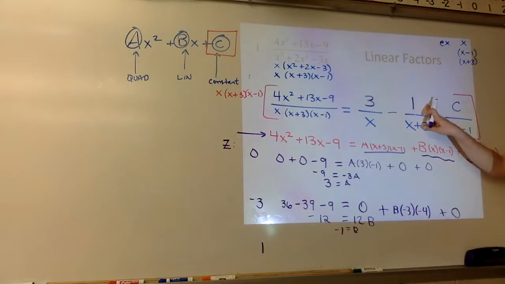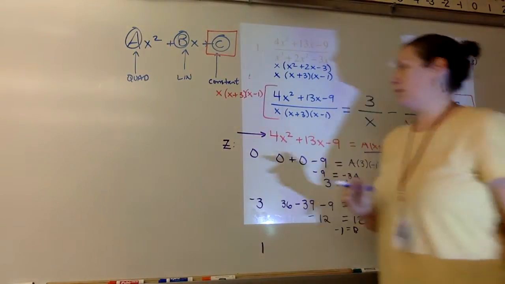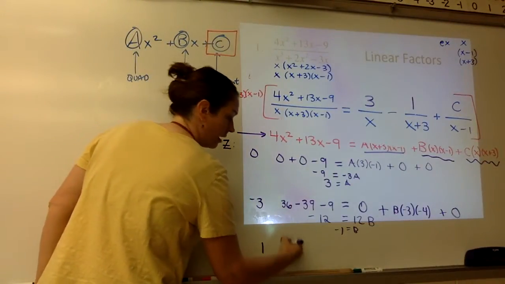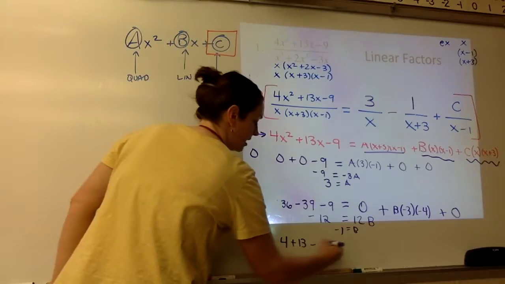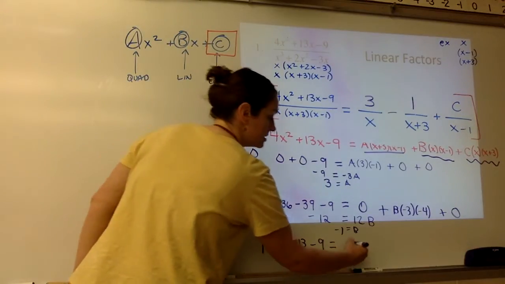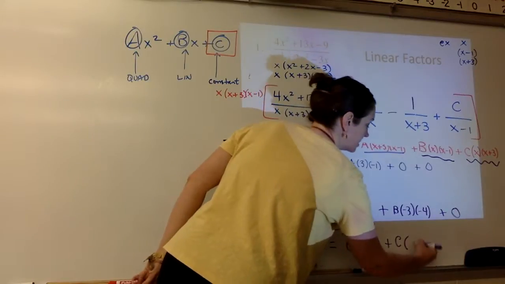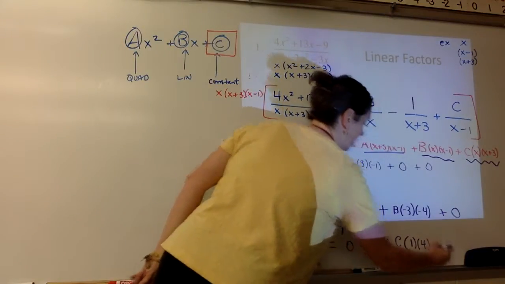Plugging that in here? All right, next up, plugging in a 1. So I plug in a 1, I'm going to get 4 plus 13 minus 9 is equal to 0 plus 0 plus C times 1 times 4. What's C equal to?